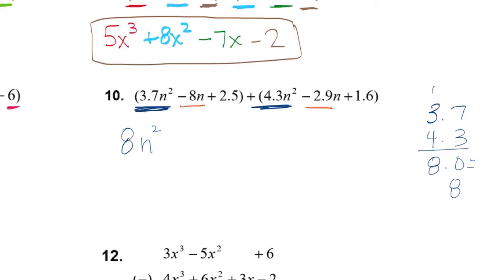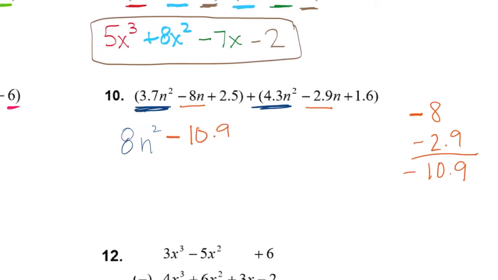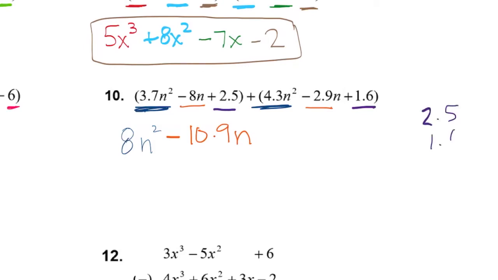Here, the next one, we have negative 8n minus 2.9n. When we combine those together, they're both negative. So we're going to just add the two numbers together, which gives us negative 10.9. We keep the sign the same. Add them, we get negative 10.9. So our next term is going to be negative 10.9n. We combine 2.5 and 1.6. We have 6 plus 5 is 11. We carry the 1. 2 plus 1 plus 1 is 4. 4.1 at the end.